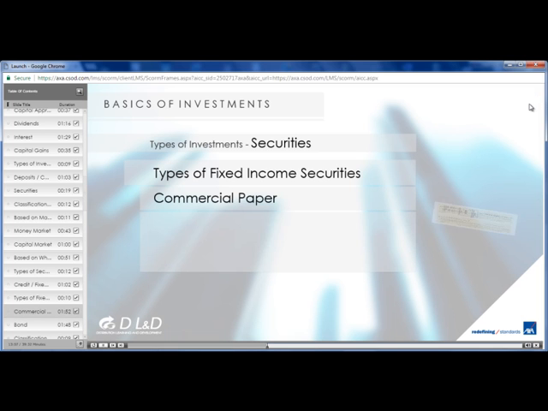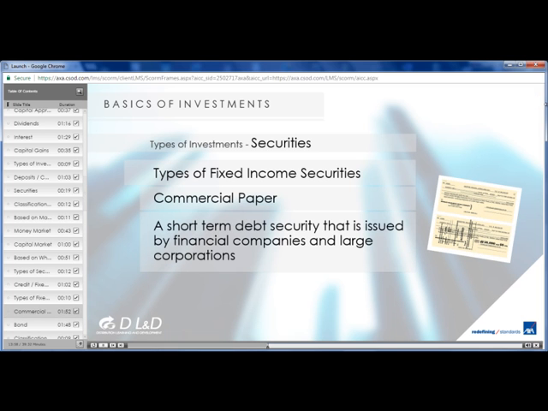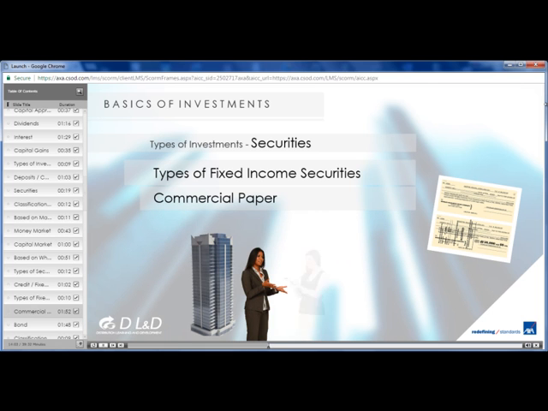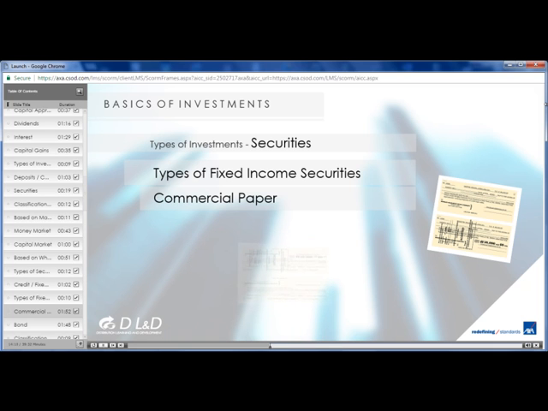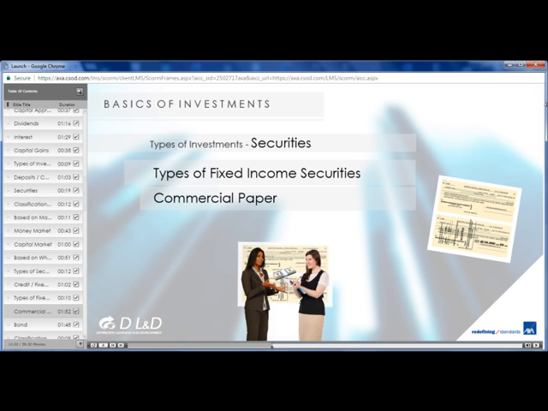Commercial paper is a short-term debt security that is issued by financial companies and large corporations. The corporation promises the buyer a return or profit from making the loan. The return is stated as an interest rate or a percentage of the loan, such as 5%. Companies sell commercial paper when they need a short-term loan to pay for such things as accounts payable and inventory. The security is generally sold at a discount and redeemed at full value. The gain is the interest payment.